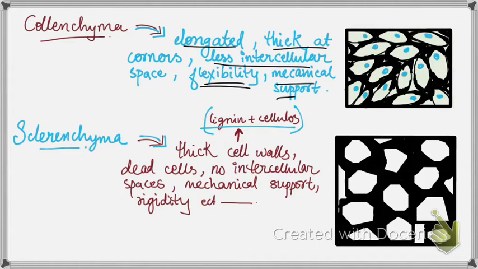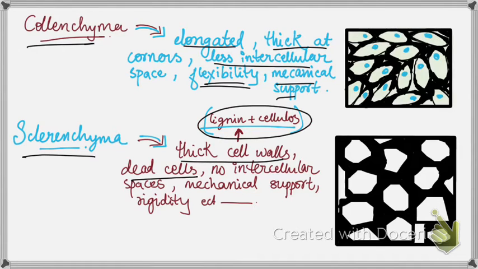Now we'll learn about sclerenchyma. These cells are dead cells. They have thick cell walls which are made up of lignin and cellulose. They have no intercellular spaces. They generally provide mechanical support and rigidity to the plant so that the plant can stay erect in hard conditions.